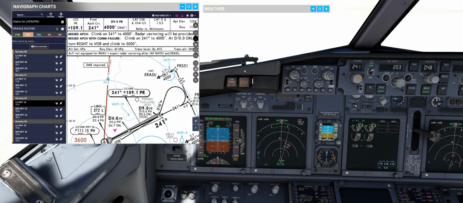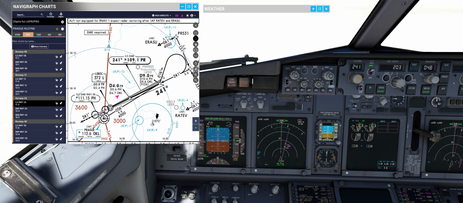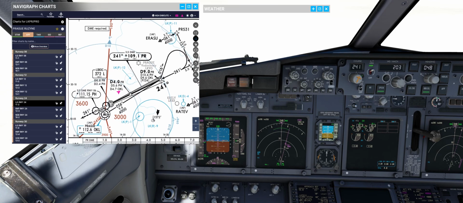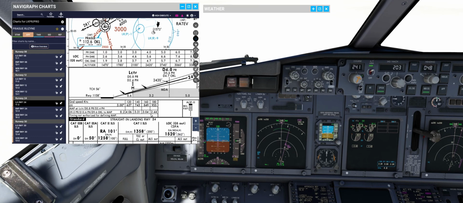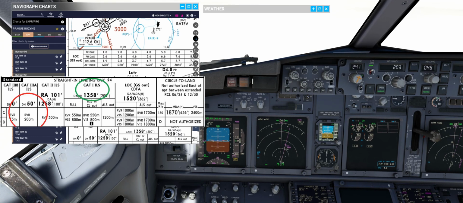Okay, and what are our minimums? First of all, as I explained, what is the approach ban? So we need to first set the category 1 minimums. So it's baro minimums, and it's 1358. So we will pre-select it: 1358.